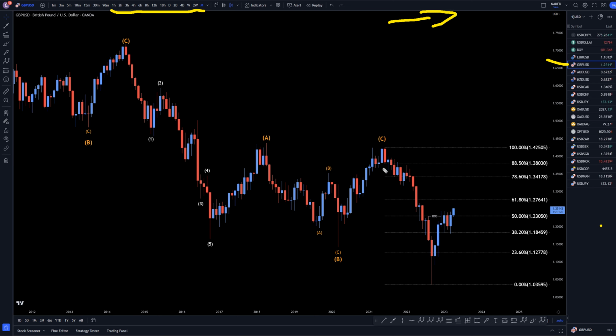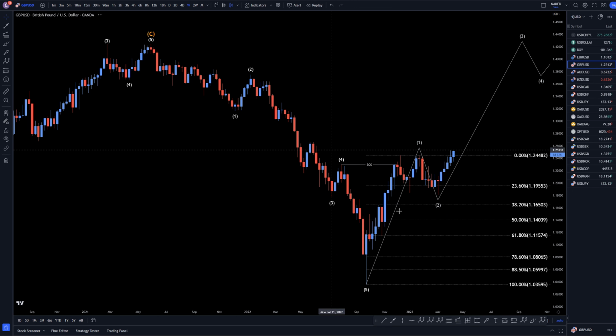So on the monthly pound dollar, I still think this move up is going to be a trend. It looks to me like a 1, 2, 3. And if this is a trend, I think it's actually going to keep on going up, taking out this high and probably making a nice 1, 2, 3, 4, and 5. So let's keep that in mind while we head down to the weekly time frame.